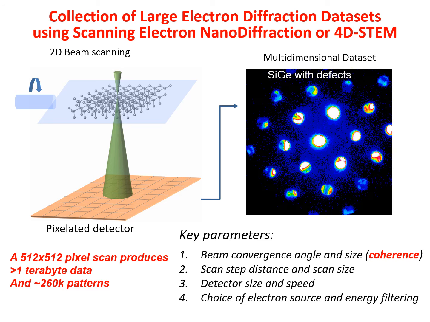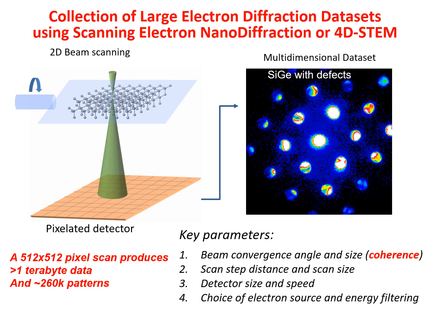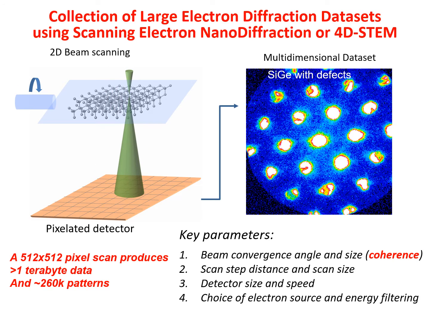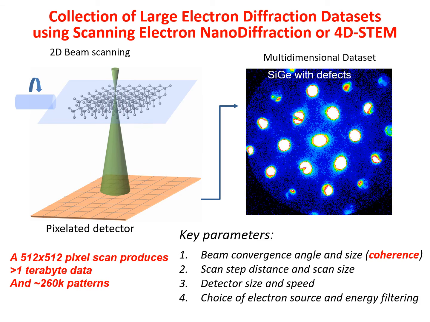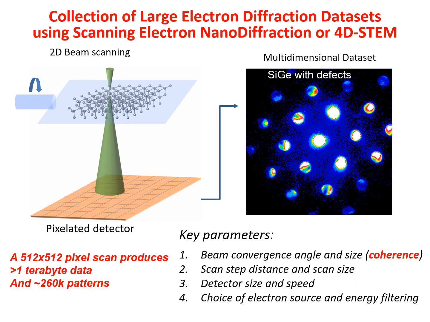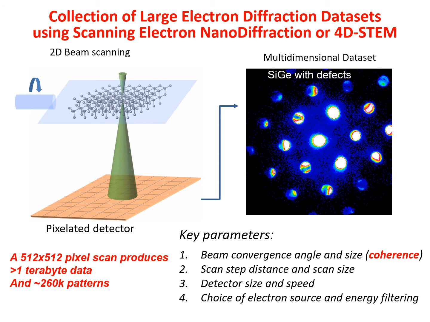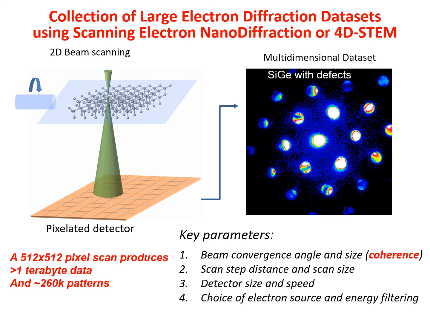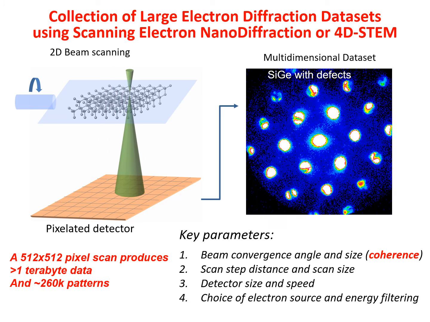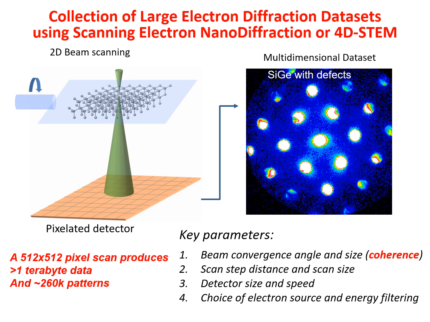The idea of data-driven electron microscopy is to connect to large diffraction datasets using scanning electron nanodiffraction, or popularly known as 4D STEM. The idea is to form a small electron probe and raster this probe across a region of interest on the sample. By recording a diffraction pattern at every beam position, we collect a large diffraction dataset, and those datasets can be processed to form images for quantification.